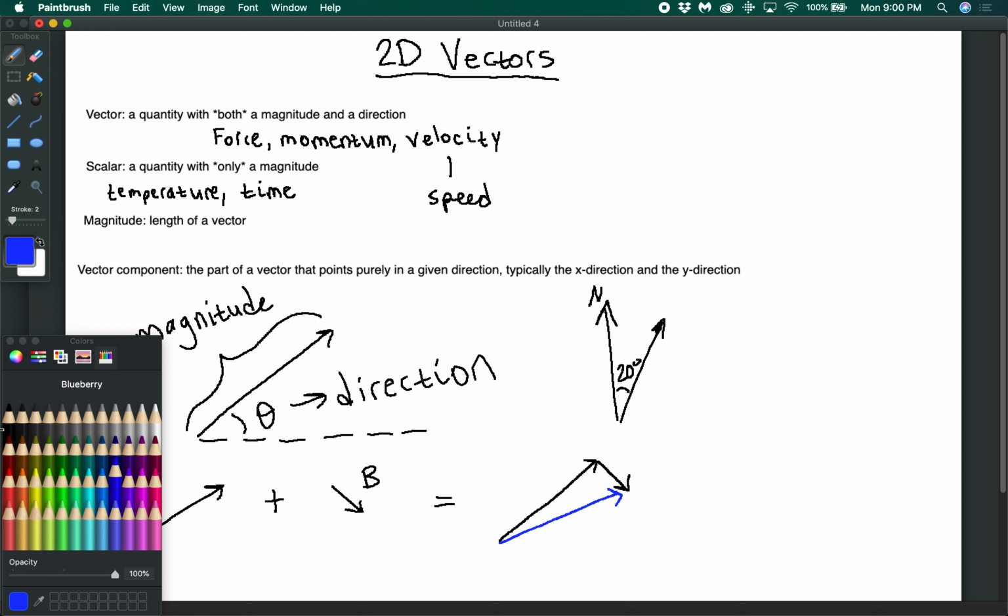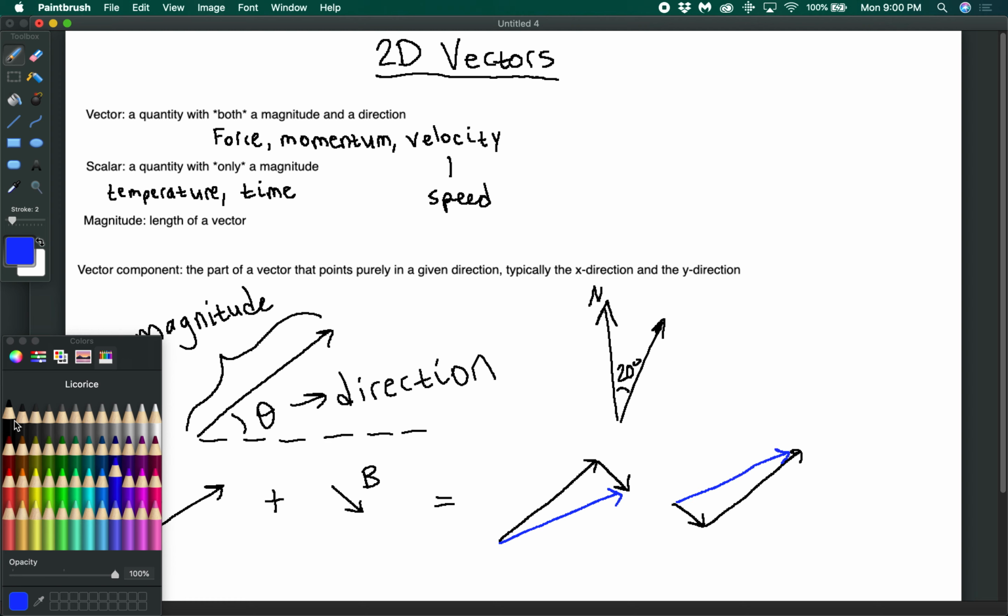And you can see that if I were to change the order that I add these in, right? If I do this first, take this vector B, and then add A tail to tip, and I do this, that's probably not quite right. Try to make it more accurate. Let's say that's it. Then my resultant vector is the same thing.